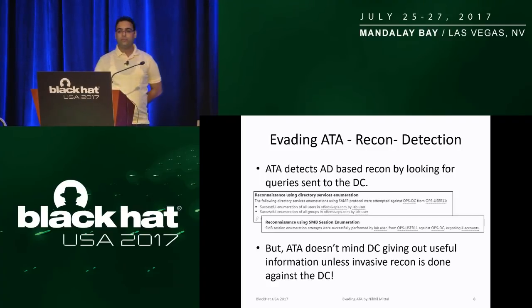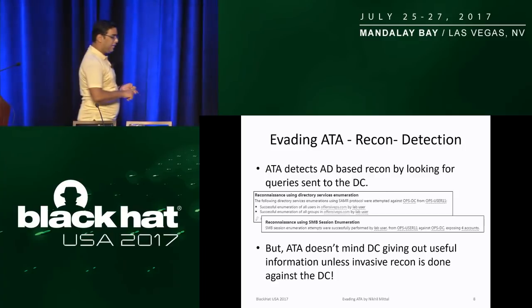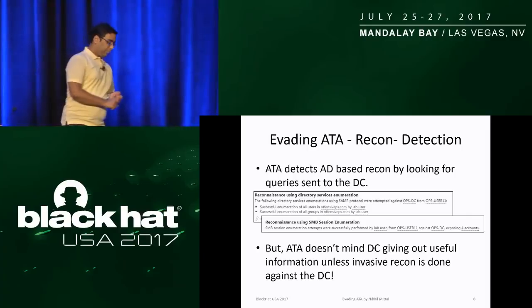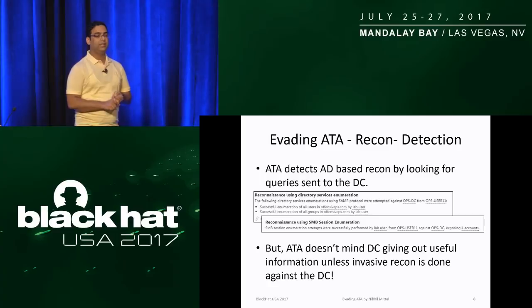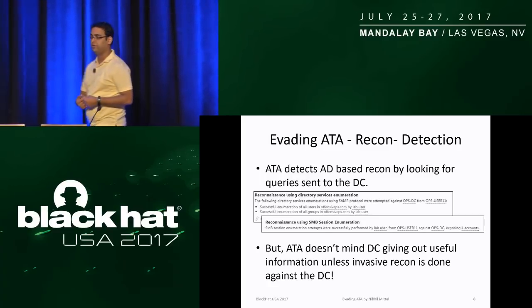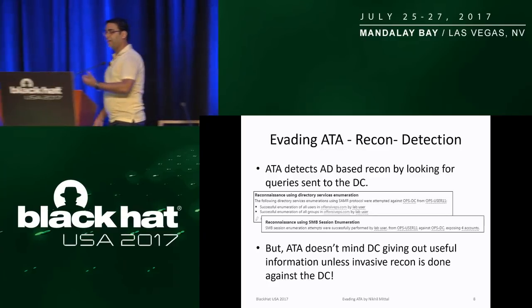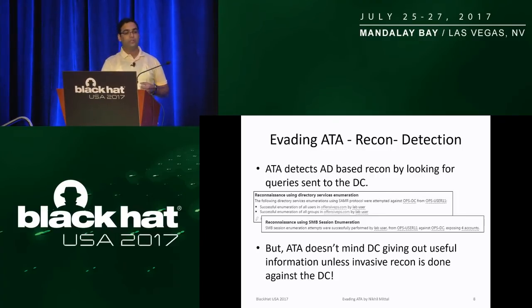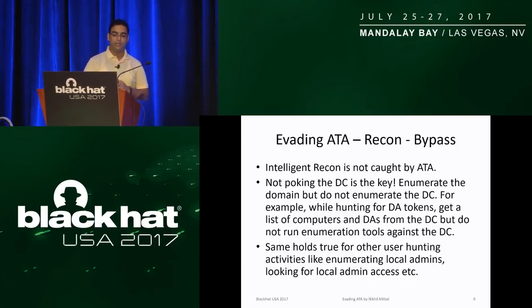Then slowly, once you start playing with ATA, you get to understand how it detects things. For example, in case of any recon, ATA generally, at least up to 1.7, does not really mind DC giving out the information. That is, if you ask, give me the list of computers, it's fine. Give me the membership of domain admins group, that's fine as well, as long as then you do not go back to the DC and do some intrusive enumeration. And what's that intrusive enumeration? We'll come back to that in a moment.